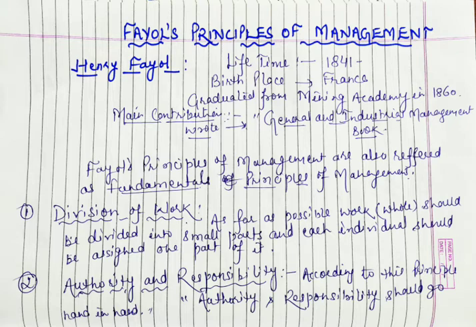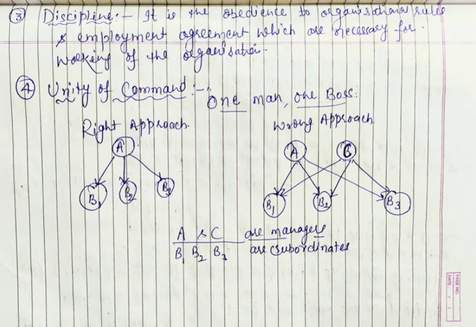Next principle is authority and responsibility. According to this principle, authority is basically the right to take action, the right of a superior, senior person, so that he can give orders to his subordinates. And responsibility simply means an obligation to carry out an assigned job on time. जो काम कहा गया उसे टाइम पर पूरा करना, that is responsibility.